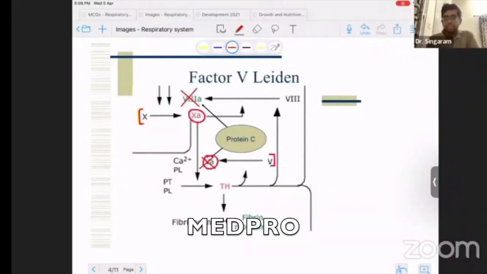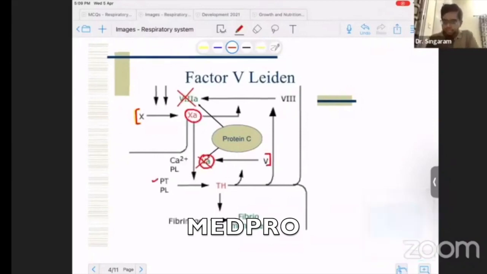They then convert prothrombin into thrombin. And following that, thrombin converts fibrinogen to fibrin, and then we have a stable clot formation. Are you able to follow this? I think this is the normal thing which most of you should be knowing about. This is normally happening.